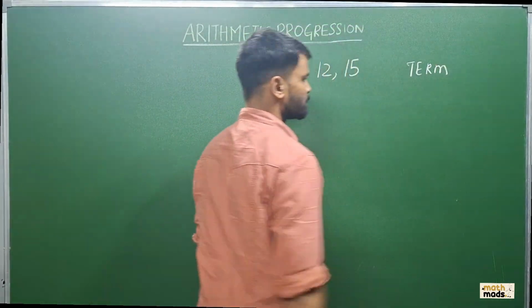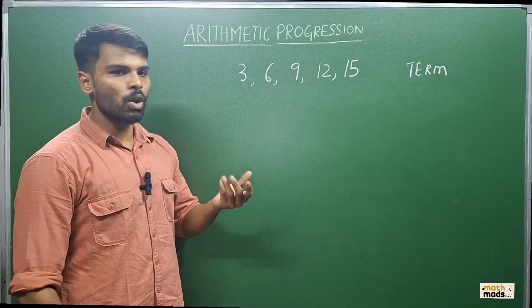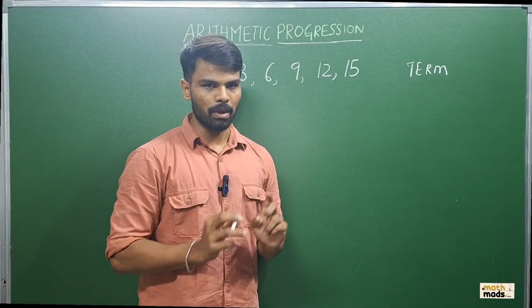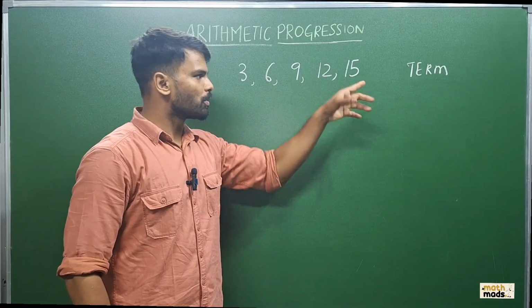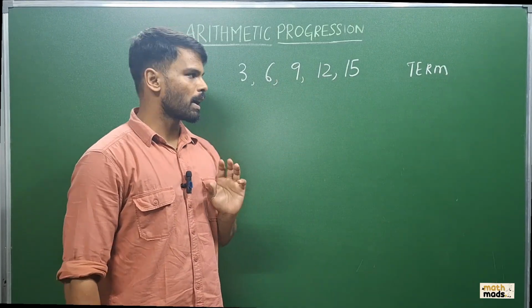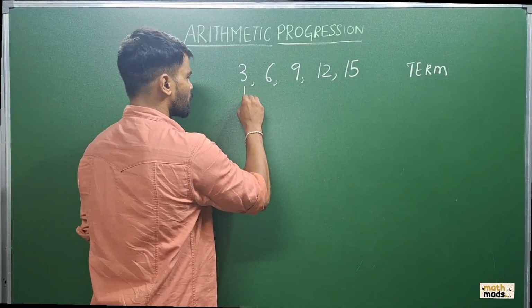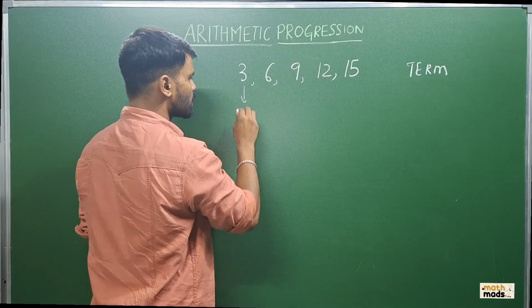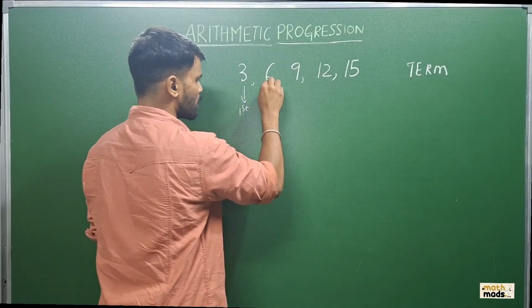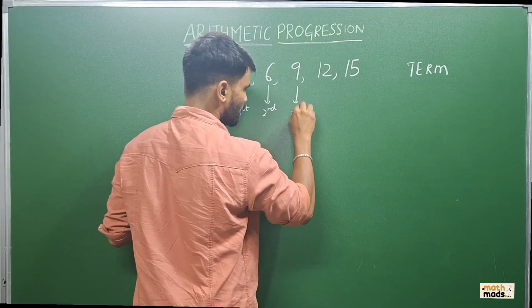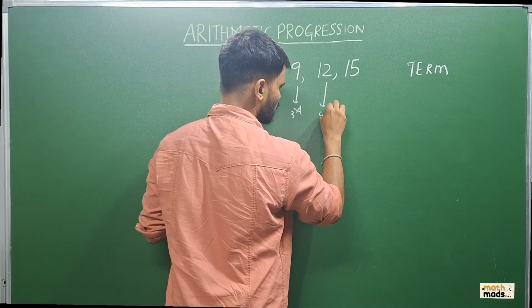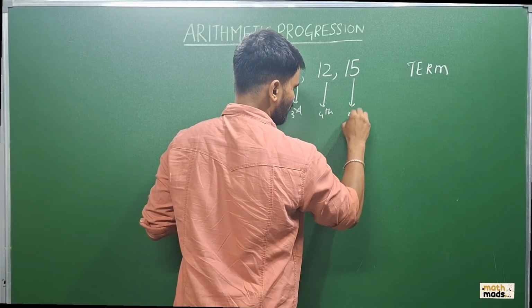T-E-R-M, term. So if I ask you how many numbers are there in the sequence, from now you will tell there are 5 terms. 1, 2, 3, 4, 5. 5 terms are there. Now how to represent them? If there are 5 terms in the list, 3 will become the first term, 6 the second term, 9 the third term, 12 the fourth term, and 15 the fifth term.